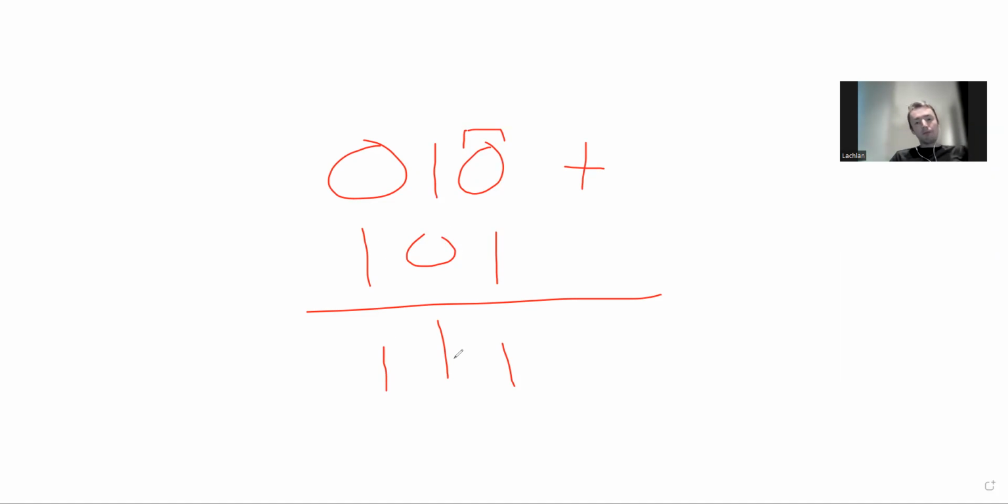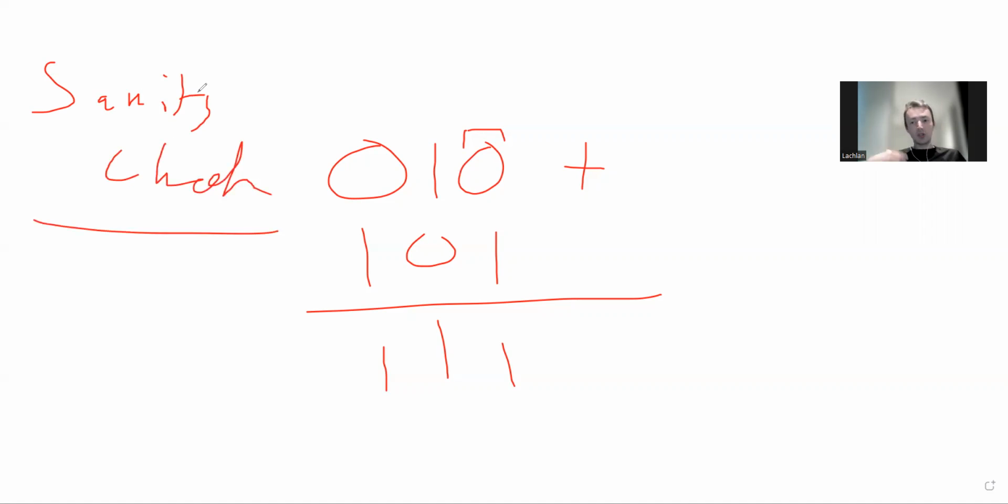Now, in this course, in an exam situation, you usually just want to do this quickly and then leave it. But if you have time up your sleeve, you can do what I call the sanity check. The idea of the sanity check is to make sure that it actually makes sense. And the way you do that is you convert it back to decimal.